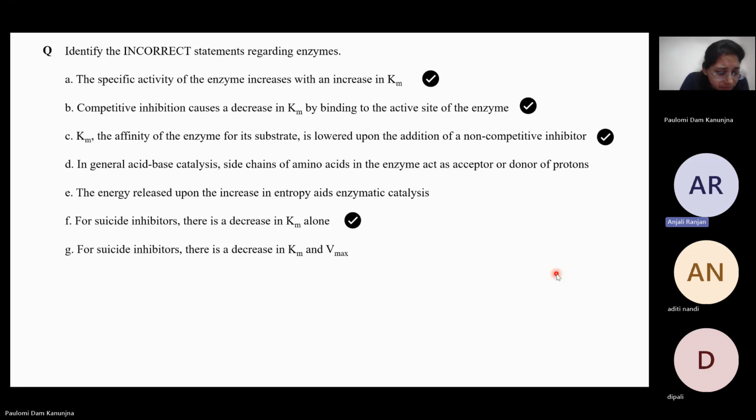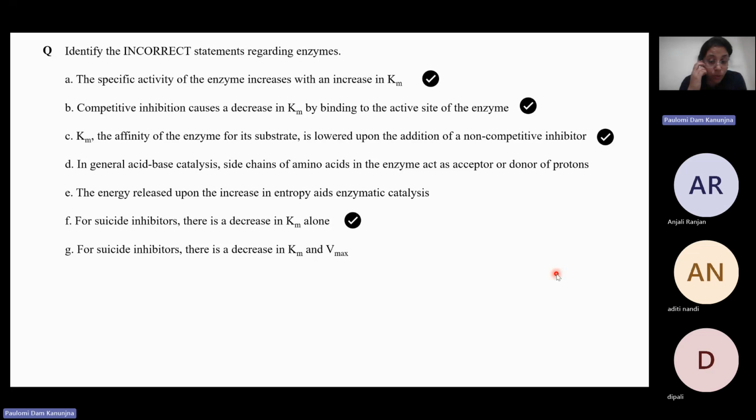Ma'am, we have been told in previous class that enzymes do not affect the thermodynamics, because we know that the enzyme won't be affecting the equilibrium. Equilibrium is one of the thermodynamic properties, so it will also not affect other thermodynamic properties. So we put it as incorrect, because entropy is also a thermodynamic property of the enzyme.